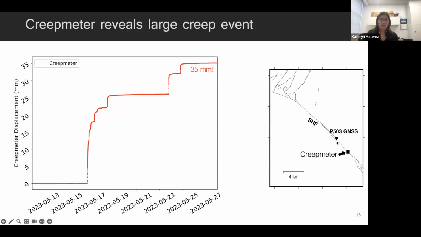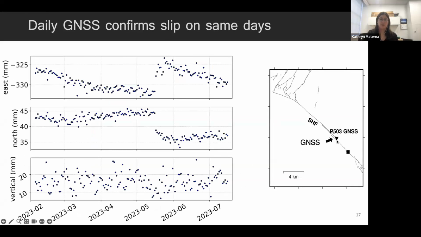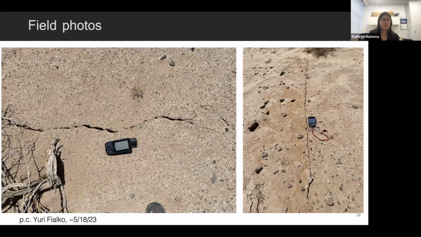Shortly thereafter, we were also able to look at the time series from this GNSS station. This station is, as I mentioned, P503. We saw the picture. It's installed about 280 meters east of the active trace of the Superstition Hills Fault, and so its position is able to record creep events. And this is a consistent story. Somewhere around the 17th of May, we also see this displacement in the time series. So these two are showing something consistent. Now, you may wonder what this looks like. These are some photos from Yuri Fialko that show field reconnaissance of this creep event.